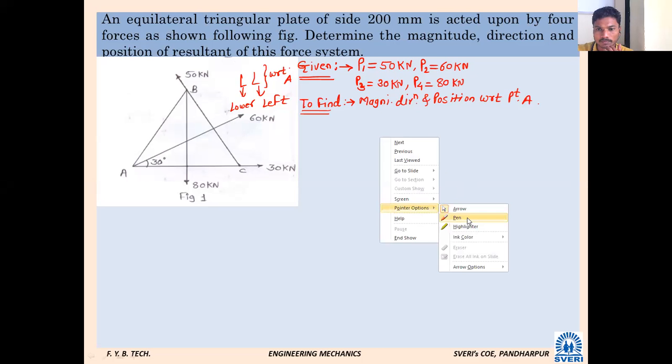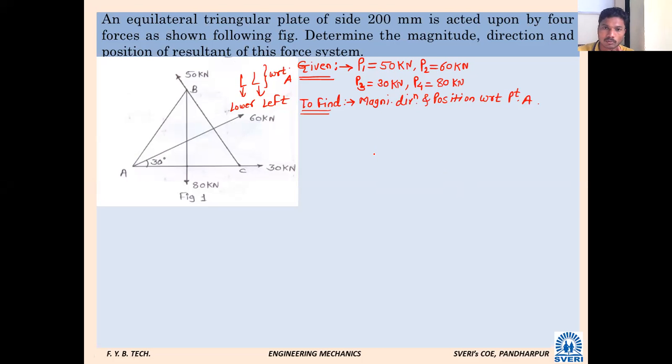Someone has solved this problem quickly? Yes, sir. Okay. What is the answer? Resultant equal to 57.35 kilonewton. Okay, correct. Theta? Minus 6.73. Same, sir.